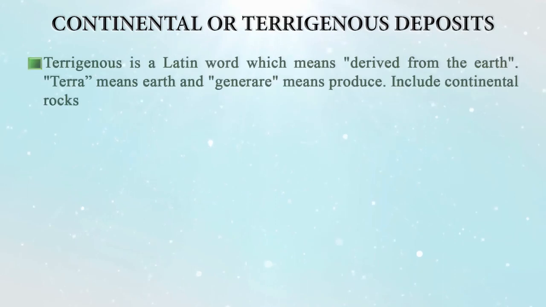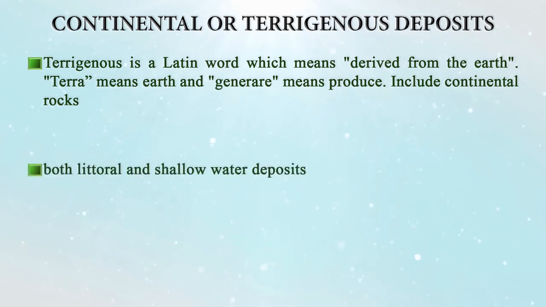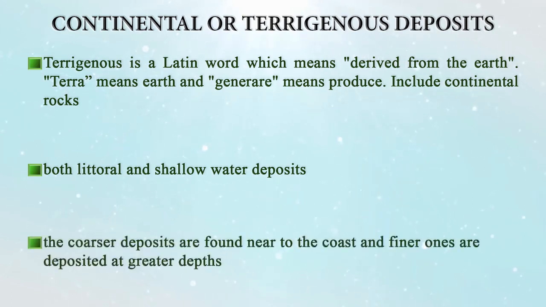are those deposits which are continental in origin, and the word terrigenous is a Latin word which means derived from the earth. Terra means earth and genere means produce. It includes the continental rocks. It consists of both littoral and shallow water deposits, and there is also a kind of gradation in these deposits. As you know, there are coarser to finer deposits. The coarser ones are deposited near to the coast and the finer ones are deposited at greater depths into the ocean area. Can you reason out why?